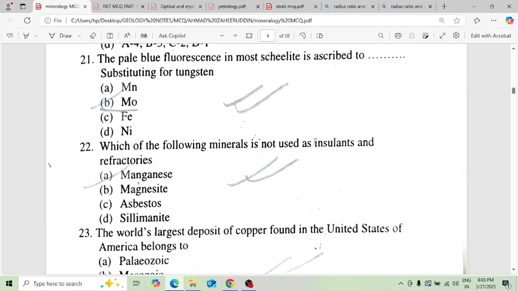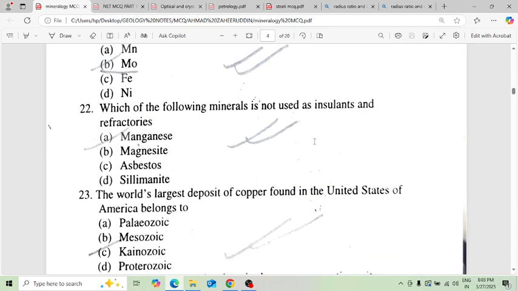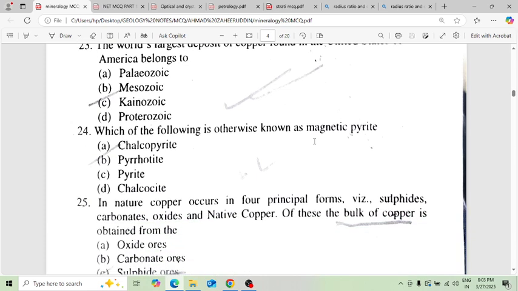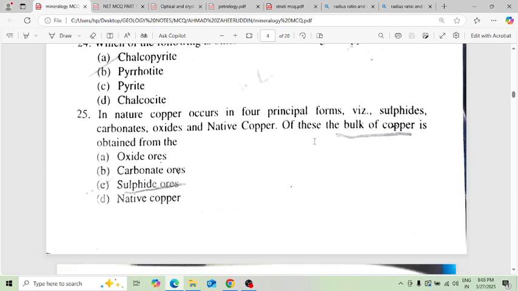Which of the following minerals is not used as insulants and refractories? Manganese. The world's largest deposit of copper found in the United States of America belongs to the Cenozoic. Which of the following is otherwise known as magnetic pyrite? Pyrrhotite. In nature, copper occurs in 4 principal forms: sulfides, carbonates, oxides, and native copper. Of these, the bulk of copper is obtained from the sulfide ores.